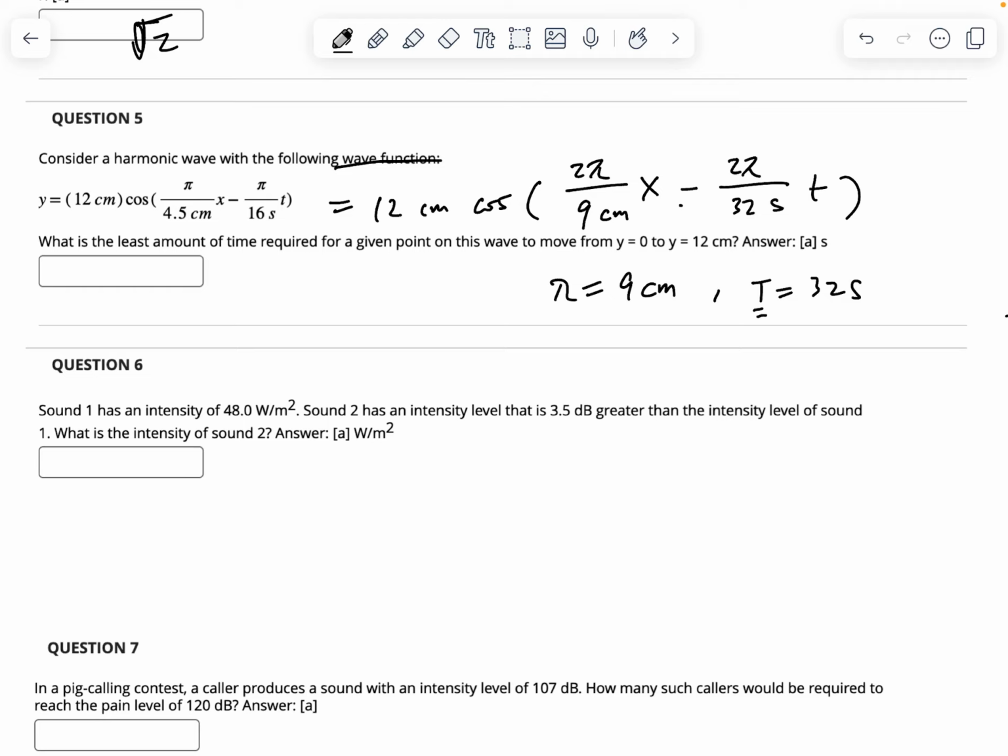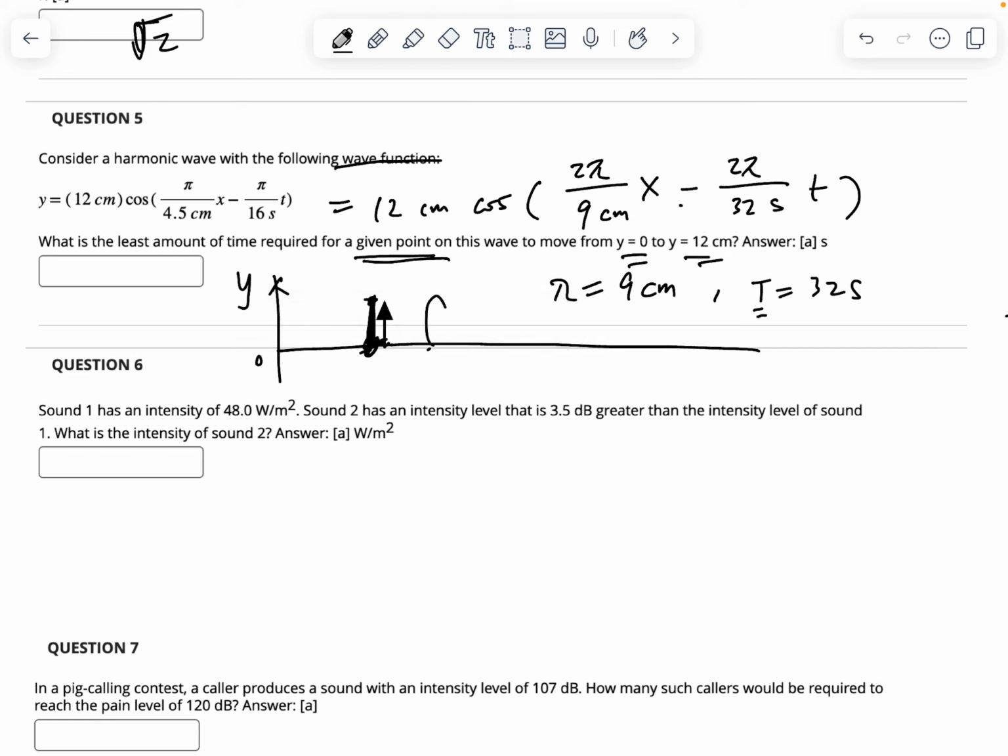So amount of time required for a given point from 0 to 12. You see, this is string, so this is 0, to 12 centimeters, so this is 12. So this guy moved from here to here, from 0, so this is y, 0 to 12 centimeter. So basically, this guy will move up, and then come back, then go down, then come back.